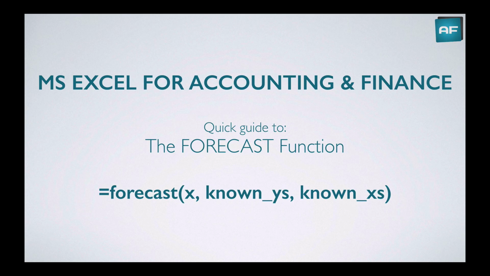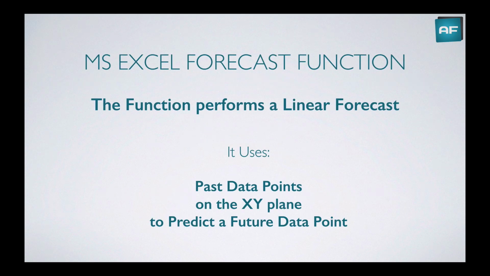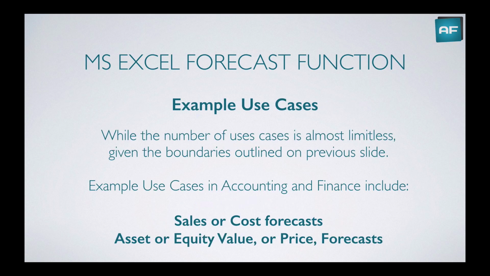This is a quick guide to the forecast function. And there's the formula below that you have to type into Excel: equals FORECAST(x, known_y's, known_x's). The forecast function performs a linear forecast. It uses past data points on the XY plane to predict a future data point.